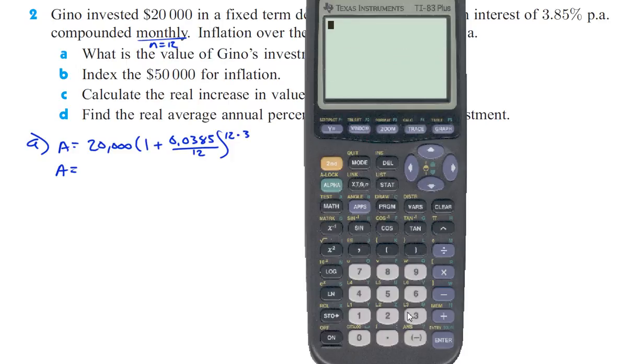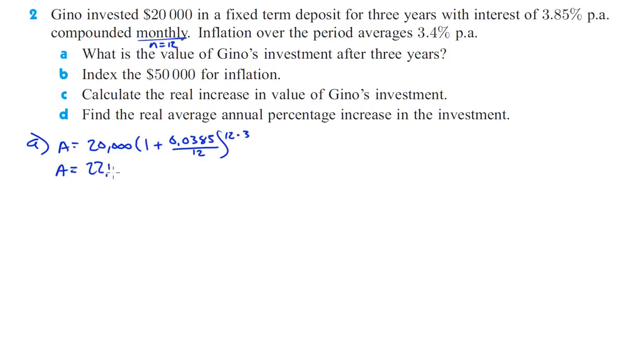And we get 20,000 times 1 plus 0.0385 divided by 12, all to the 12 times 3 is 36th power. So we're at 22,444.54. That is the amount that Gino will be able to withdraw at the end.